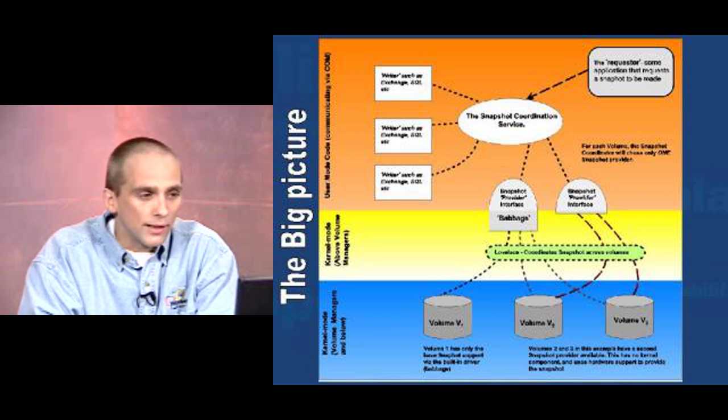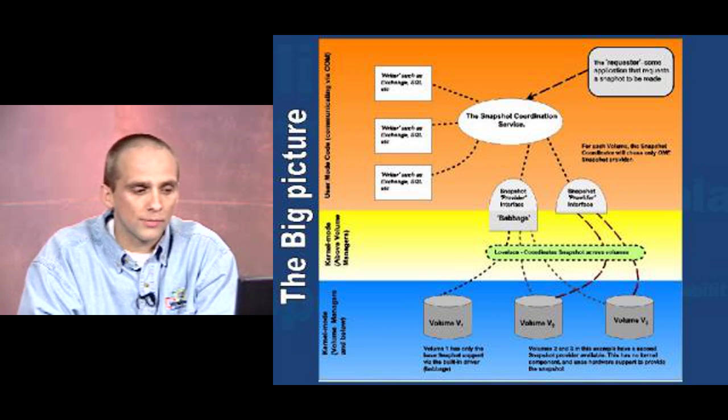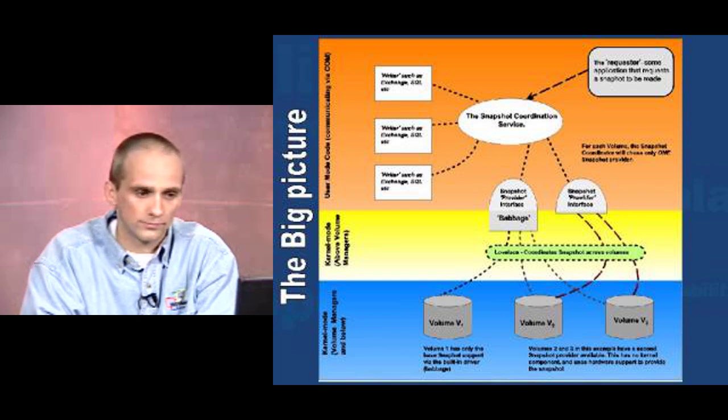On the left-hand side, we have what we call writers. Writers here are defined as the things which write data to disk. Things like Exchange, SQL Server, Outlook, Oracle, all kinds of applications that write data to disk. And then in the middle of this picture and towards the bottom, we have snapshot providers, drivers or the software components plugging into hardware, which actually provide the snapshot service, provide this snapshot mechanism.